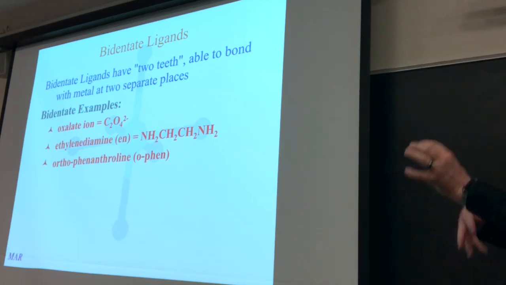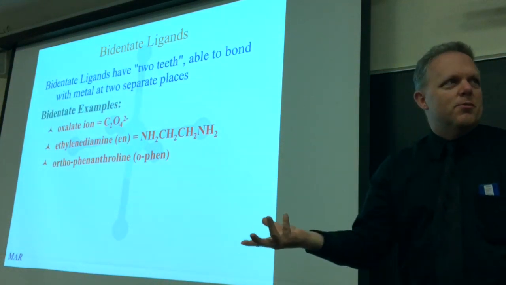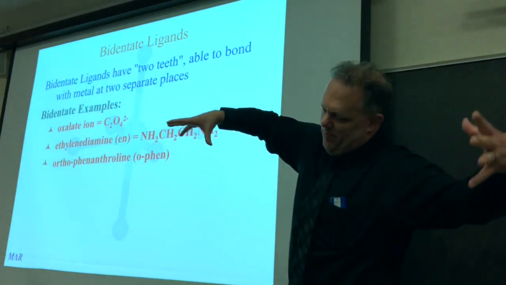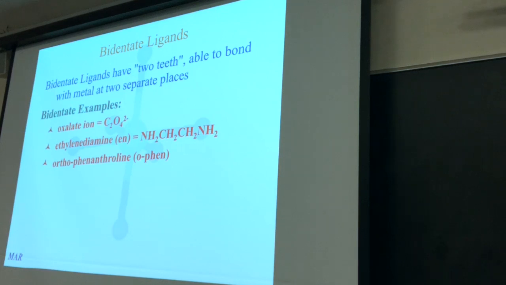Bidentates have two places to connect to the center, all right? So normally when Hunter and I are doing our bonding thing, it's just a single handshake. That works really well, but these guys are actually big enough. They surround Hunter. Anyway, they're bigger, all right? So they can make two connections to that central atom.